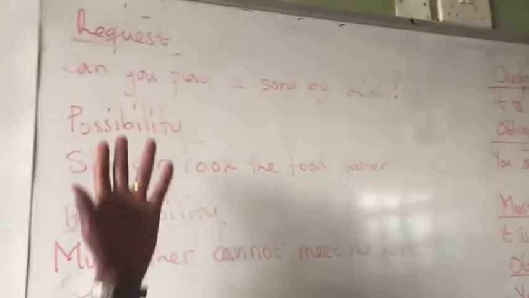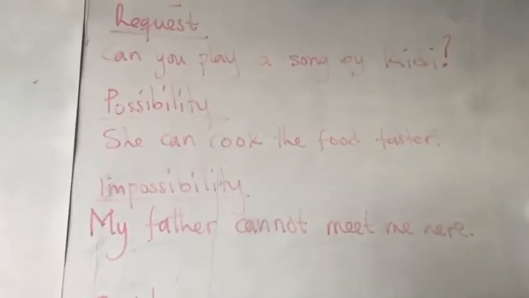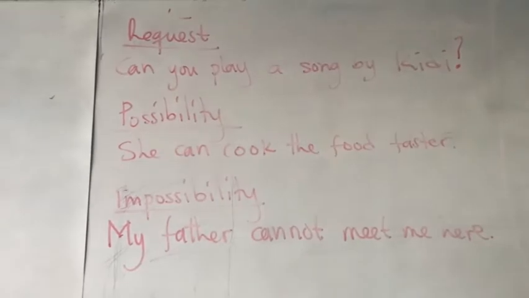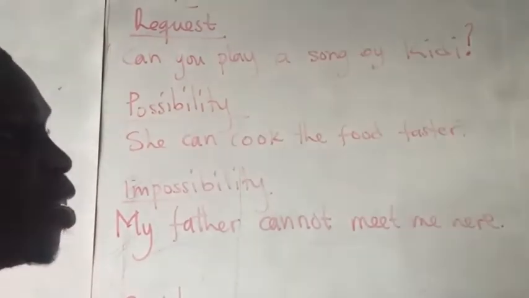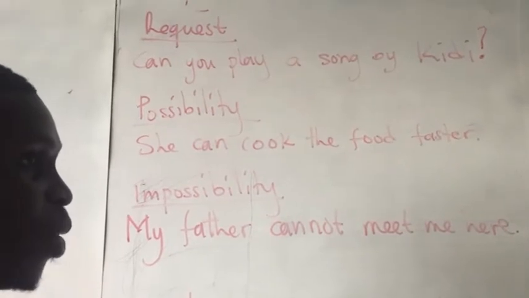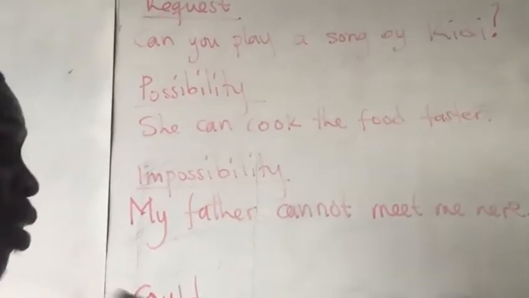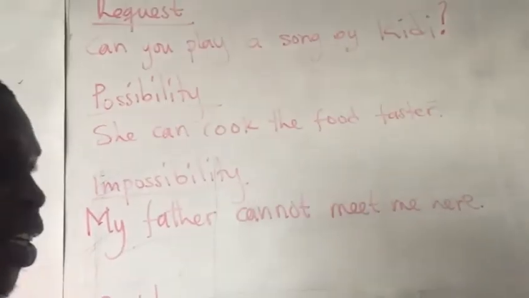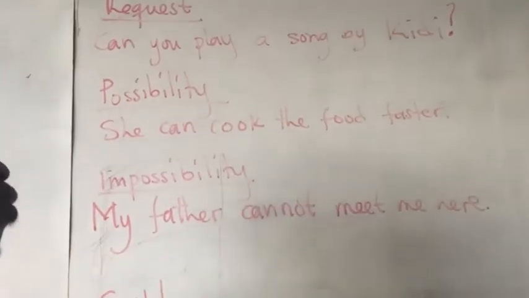Requests. Request is also similar to permission, but in request, you ask someone to do the action that you want. So in that situation, let's see. Can you play a song by Kiddy? So you are making a request. By this request, you want the person to perform the action. For permission, you ask and you perform the action. So get a difference between permission and request. So that is it. So if you want that, you go for can.